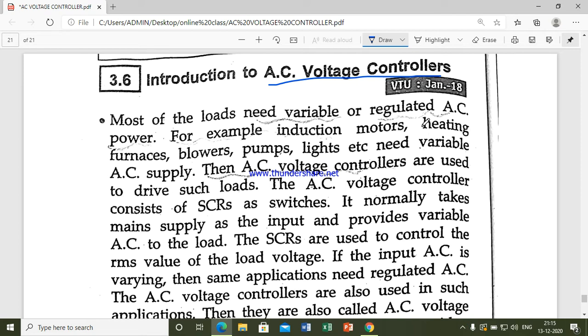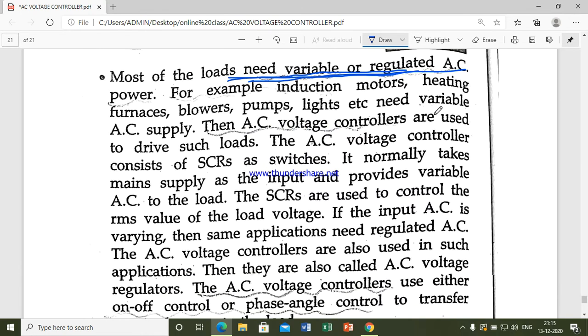Most of the loads need variable or regulated AC power. So you do not require complete AC power, you require just some variable or regulated AC supply. For example, a motor or a heating furnace. For a motor, you need to supply AC voltage according to the motor speed. If you want to rotate that motor at high speed, you should supply high AC voltage. If you want the motor to rotate at a low speed, you should supply less AC voltage.